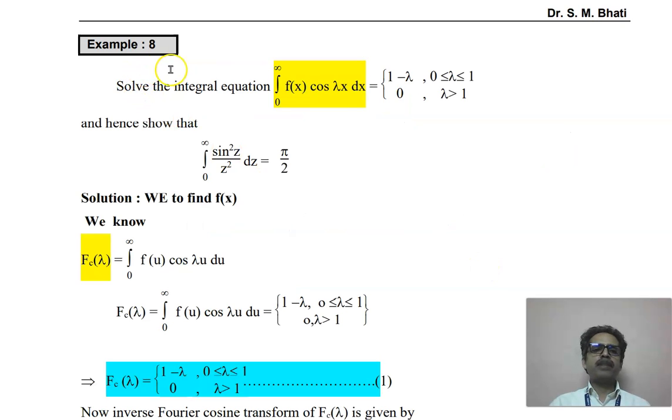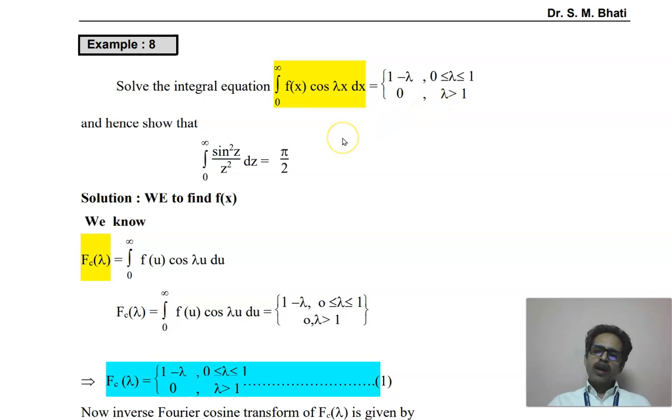Now here is example number 8. The question is here, solve the integral equation: integration from 0 to infinity f(x) cos lambda x dx is equal to 1 minus lambda if lambda is between 0 and 1, and is equal to 0 if lambda is greater than 1.